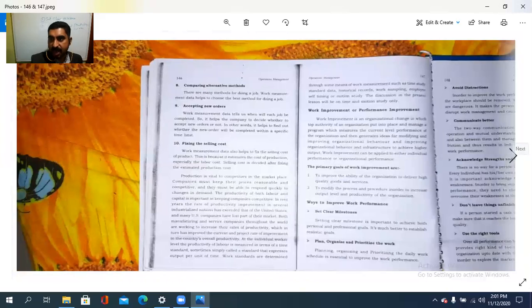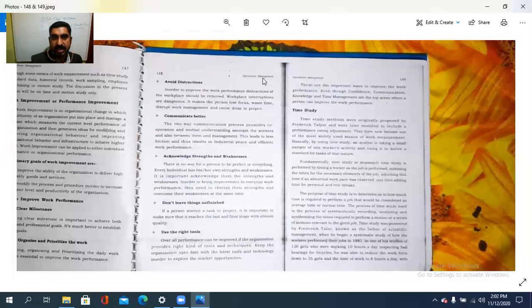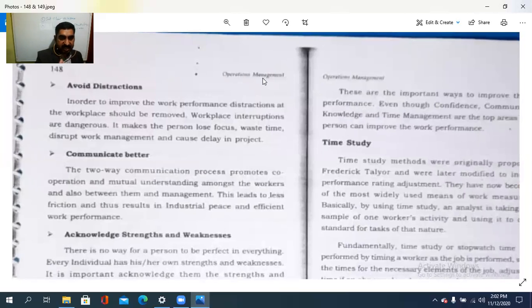Then next is avoid distractions. What is the meaning of distraction? If anything that opposes comes up, that is a distraction, so avoid the distraction. In order to improve the work performance, distractions at the workplace should be removed. Obstacles and workplace interruptions are dangerous. They make the person lose focus, waste time, disrupt the work management and cause delay in the project. So that is avoid the obstacles. Try to overcome or avoid the obstacles. Avoid the distractions.